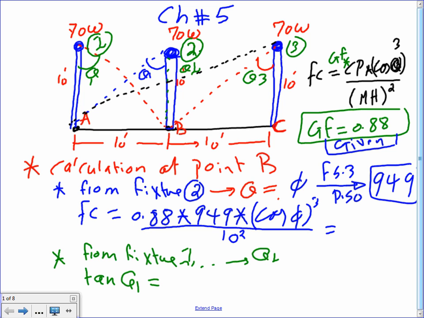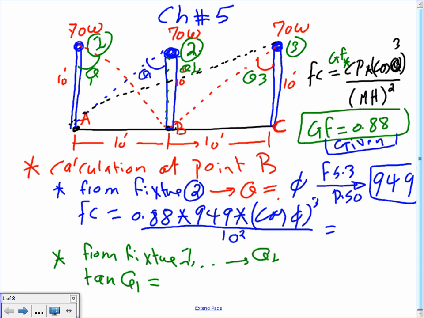This table has an angle and candela power. Based on the angle that you make with the vertical, the angle will decide which point you do the calculation on. Based on this angle, it will give you a certain candela power. Okay, I have 949 candela power, which is lumens.